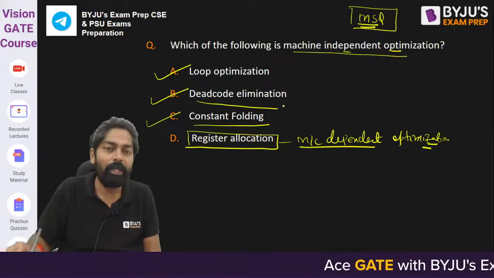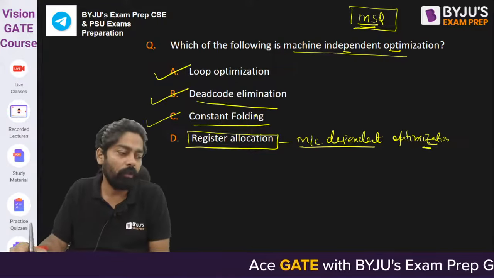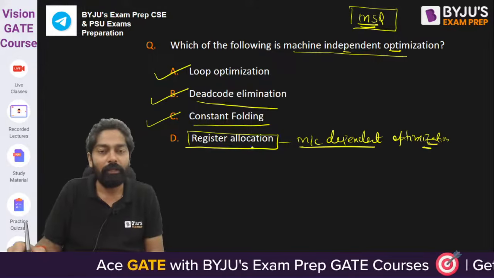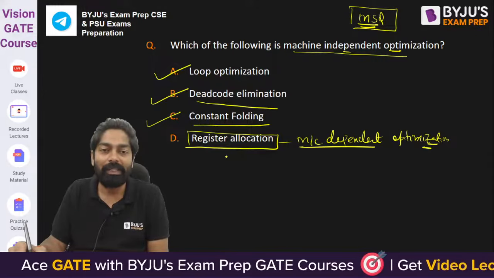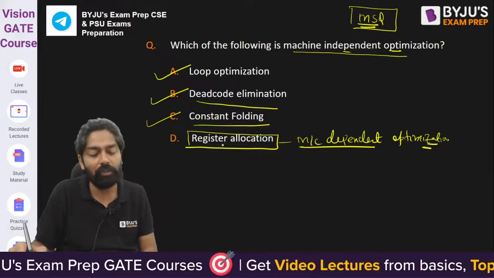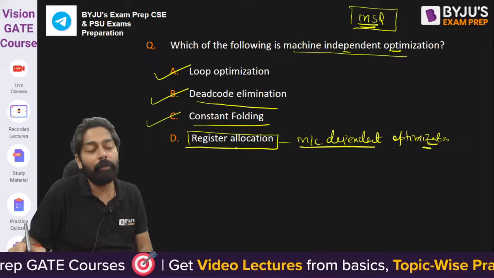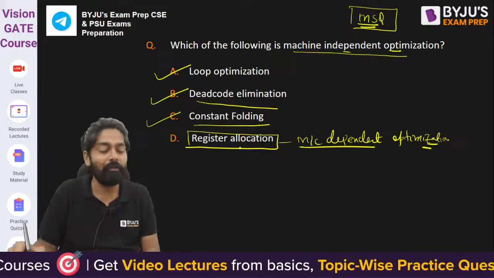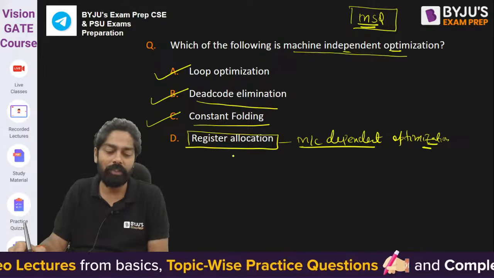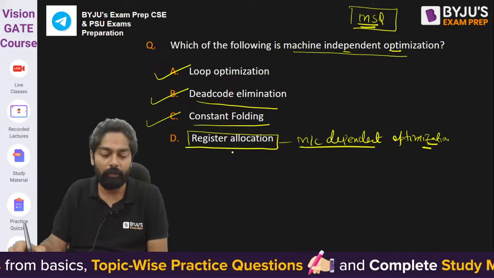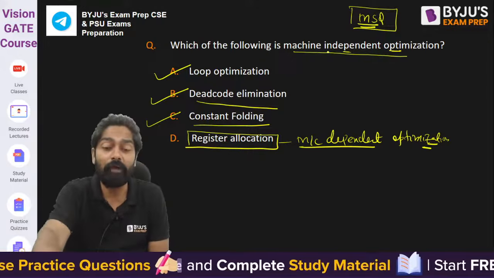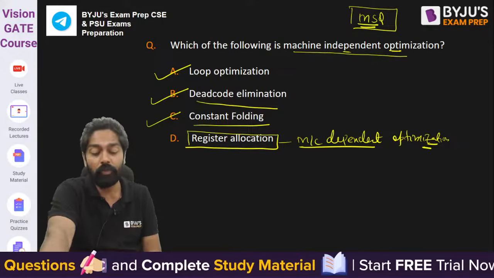Fine. There are many more, not this one only. Like use of addressing mode is also machine dependent optimization. Flow of control execution is also machine dependent optimization. Use of machine idioms is also a machine independent optimization. Fine. So yes, you should know about this one. This is a very easy one. In the exam they might ask. You should be very prepared.